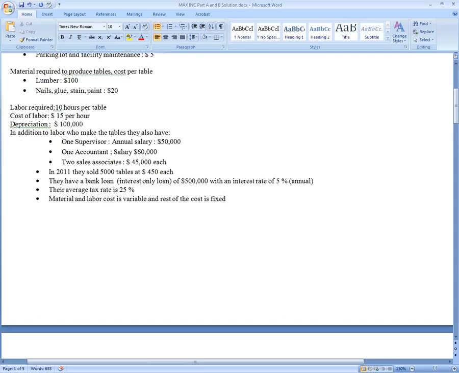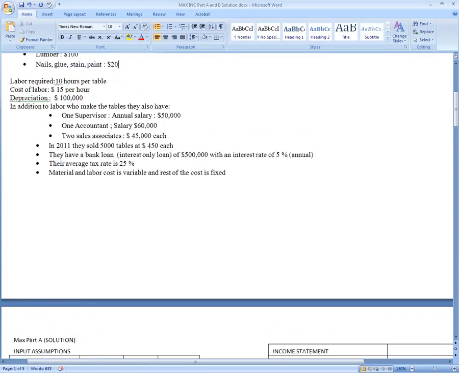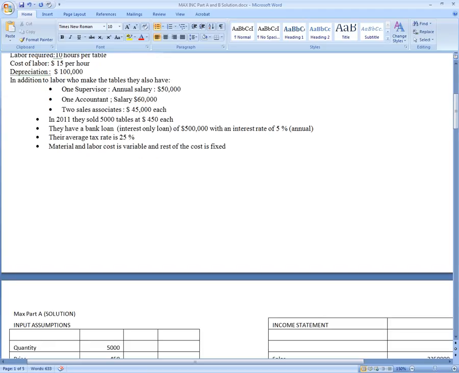In order to assemble the table, it takes about 10 hours per table, and we are paying $15 per hour to the labor to do the assembly. There are some fixed costs. Let's assume the depreciation is $100,000 and assume it's going to stay the same. In addition, there are people to manage the place. One supervisor, his salary is $50,000. One accountant, her salary is $60,000. Two sales associates, each making $45,000.